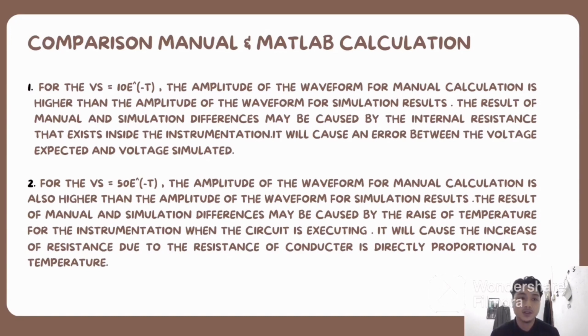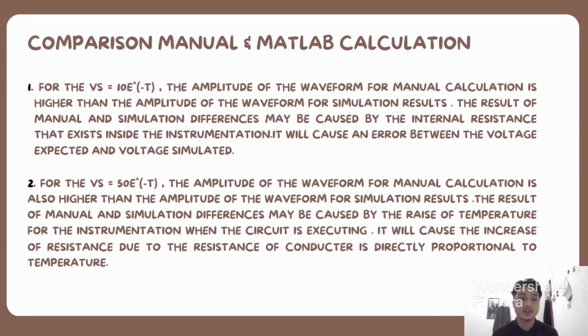I will continue the presentation of the slide, which is for comparison of manual and MATLAB calculation. Okay, for the first one, the voltage source is equal to 10 exponent negative t. The amplitude of the waveform for manual calculation is higher than the amplitude of the waveform for simulation result. Okay, so the difference between the manual and simulation result may be caused by the internal resistance that exists inside the instrumentation, and it will cause an error between the voltage expected and voltage simulated.